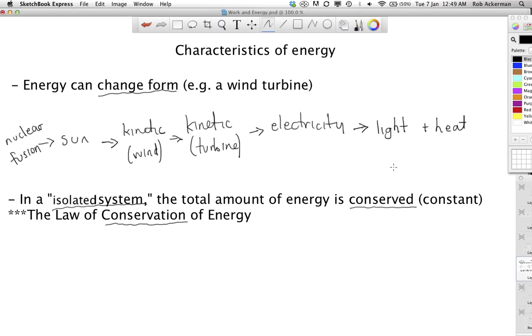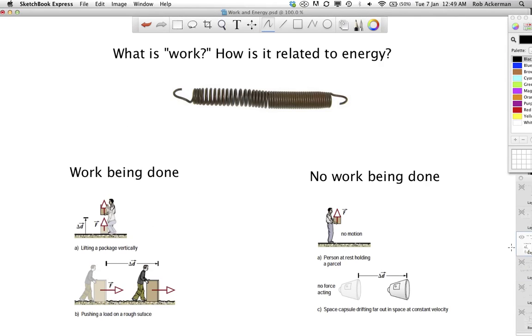And this is a very important physical concept, because if we know that this is a fact and that no one has ever noticed a difference, and therefore we believe that it's true, then that means we can use it to perform calculations. And you're going to see this later on in this unit. But keep that in mind. The law of conservation of energy, very, very important. All right, so now let's look at a concept called work and how it's related to energy.